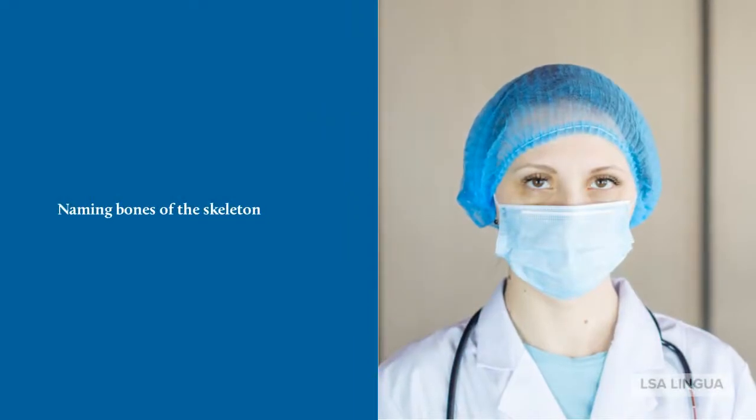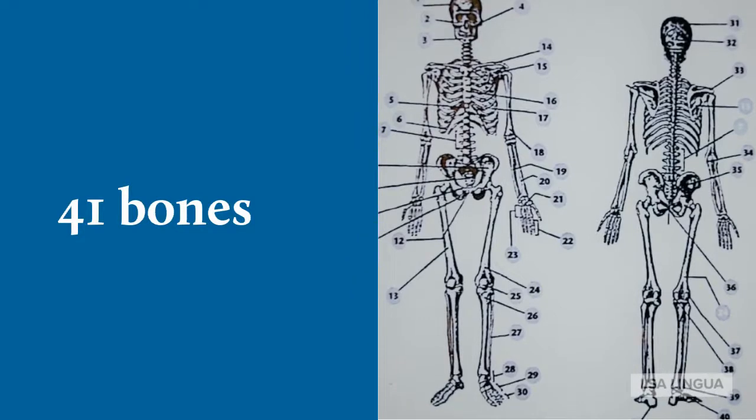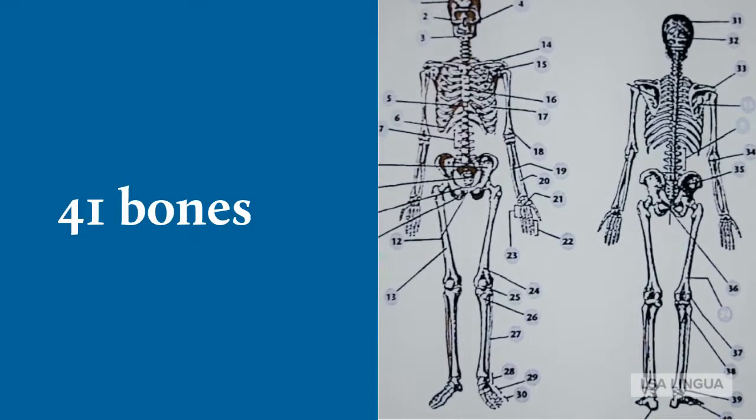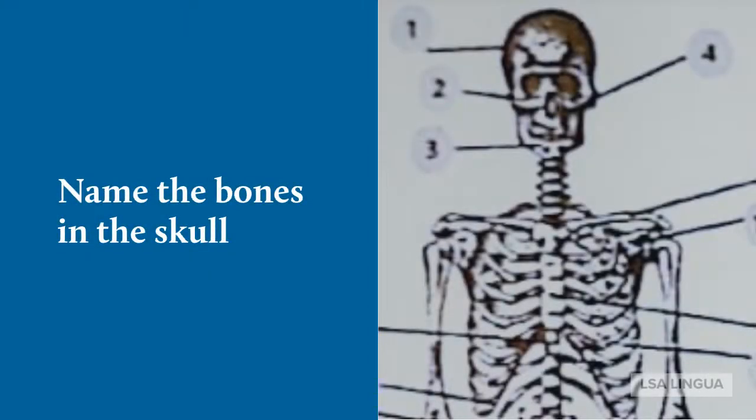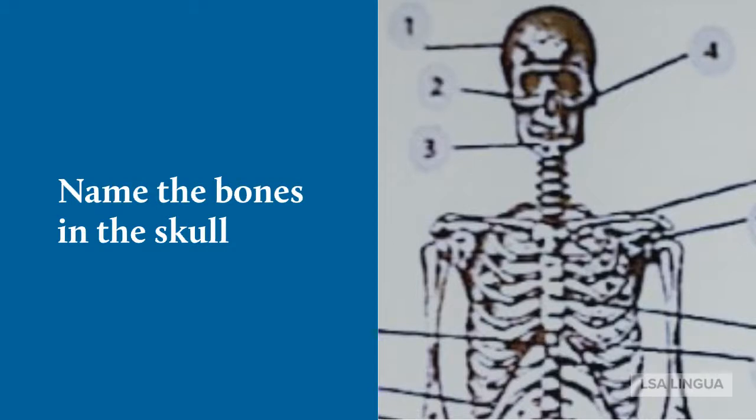Naming bones of the skeleton. Alright guys, so today we're going to talk about 41 bones. Skull. Look at the picture and name the bones in the skull. Note that even though there are 28 bones in the skull, only 6 are discussed here.